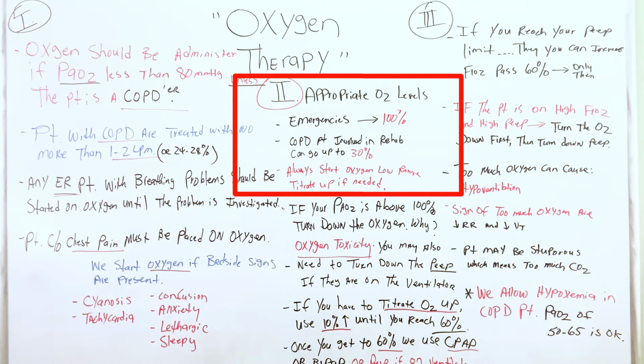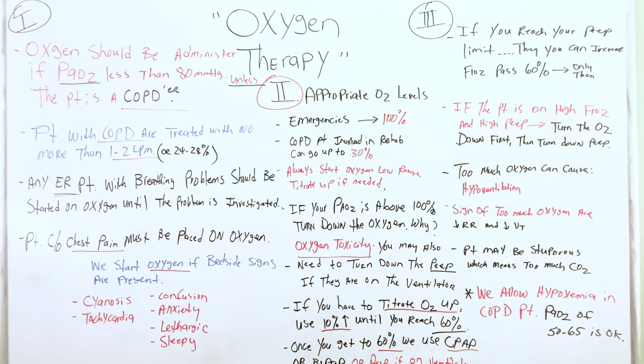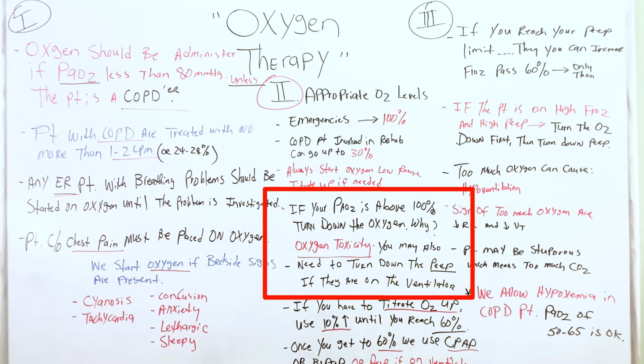Always remember to start your oxygen range low. You can always titrate up if you need it. But oxygen is a drug, and we'll continue to tell you that. And you need to treat it like it's a drug, okay? If your PaO2 is above 100, turn down the oxygen first. Why? Because the patient risks oxygen toxicity.